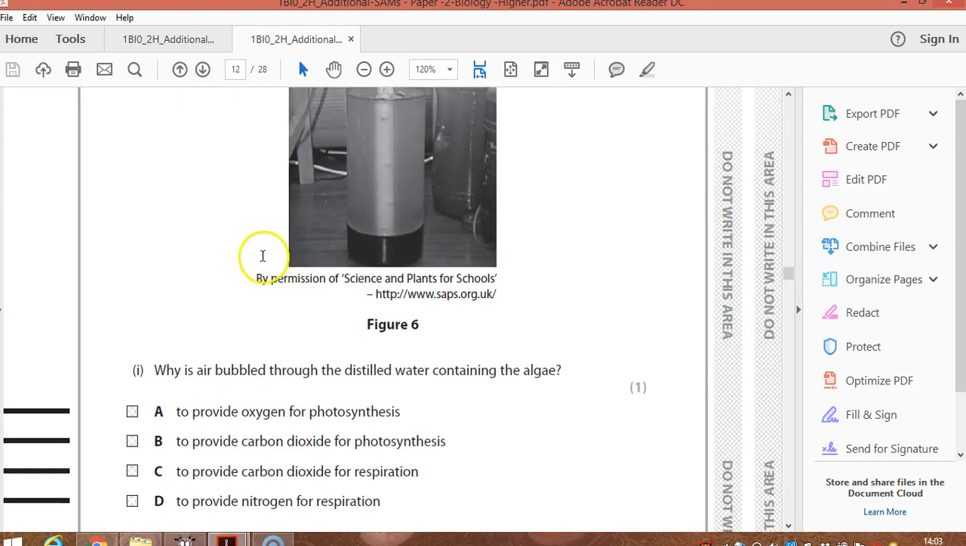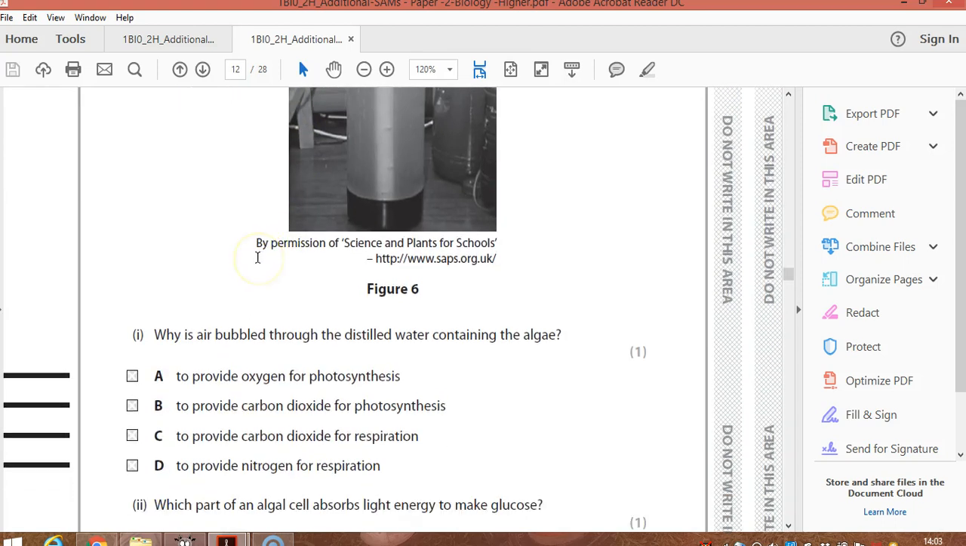There you go. Why is the air bubbled through the distilled water containing the algae? Is it A, to provide oxygen for photosynthesis, B, to provide carbon dioxide for photosynthesis, C, to provide carbon dioxide for respiration, or D, to provide nitrogen for respiration? Right, have a go at that one.